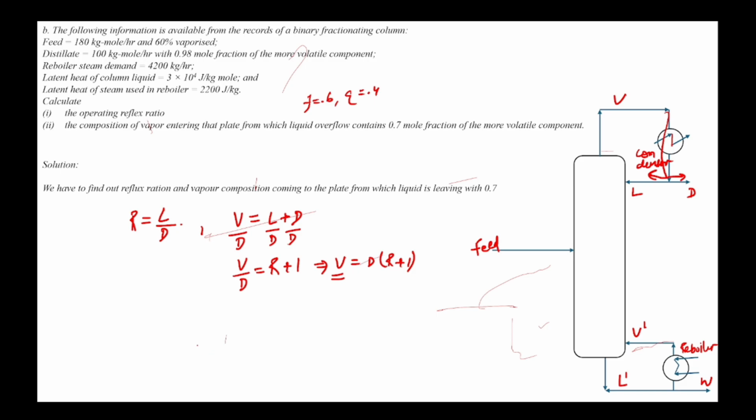We know that L dash is equal to L plus QF. These two equations are very important in distillation, and V is equal to V dash plus 1 minus Q into F.